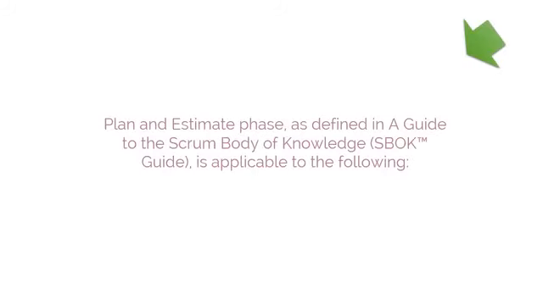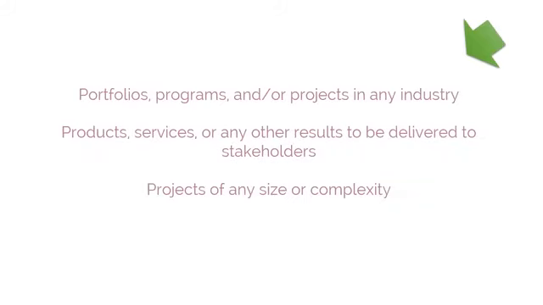The processes that are part of the plan and estimate phase are: create user stories, approve, estimate, and commit user stories, create tasks, estimate tasks, and create sprint backlog. The plan and estimate phase, as defined in A Guide to the Scrum Body of Knowledge, or the SBOK Guide, is applicable to the following: portfolios, programs, and/or projects in any industry, products, services, or any other results to be delivered to stakeholders, projects of any size or complexity.